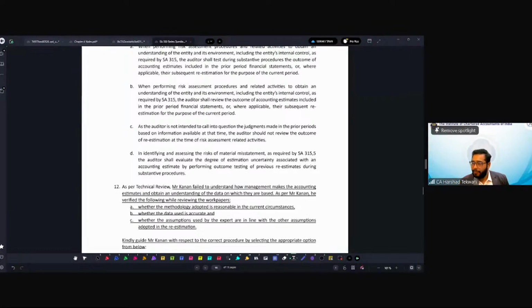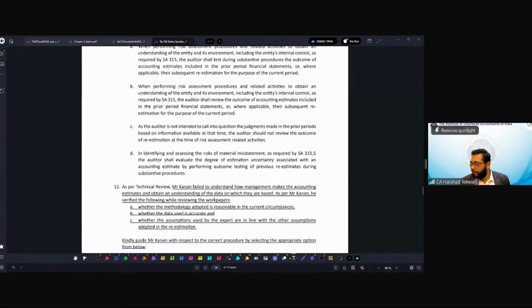Sir, yes. In such an approach of answering, do we have to give reference to the professional misconduct as per the Act? If the question is like, kindly guide Mr. Kannan with respect to the correct procedure, and it is asking only to give the correct procedures, there is no need to refer to the professional misconduct. But if it is asking what is the liability of the auditor and what the auditor should have done in case of the liability, you may refer. So based on what is asked, you need to add the professional misconduct or other things. Okay, sir.